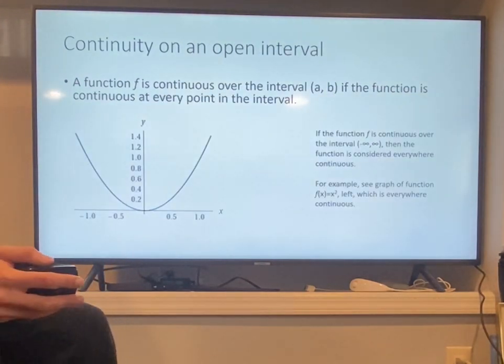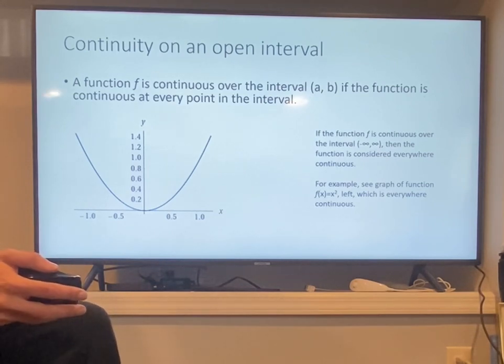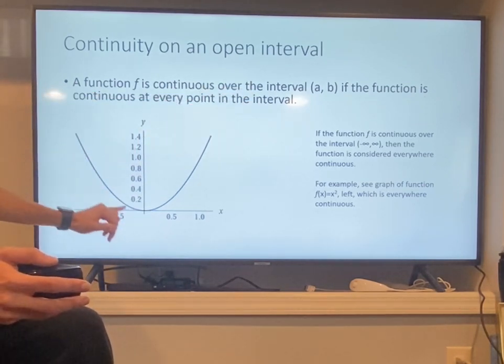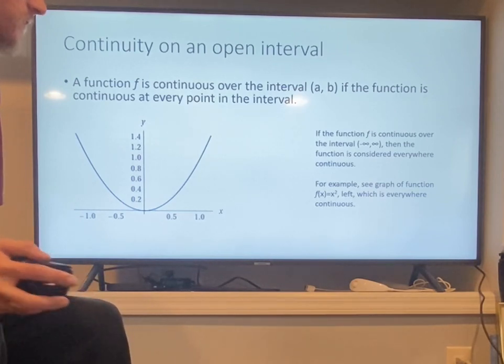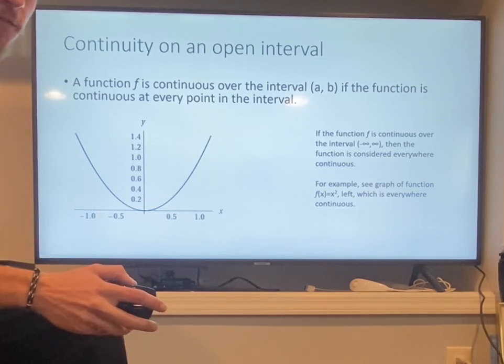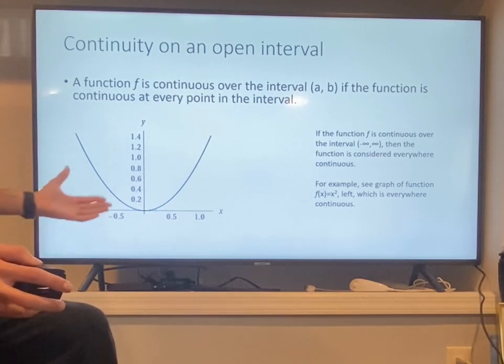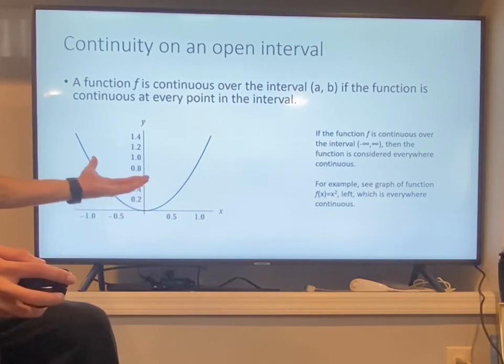Let's talk about an open interval. If a function f is continuous at every point in the open interval (a, b), then we know the function is continuous over that interval. If the function is continuous from negative infinity to positive infinity, then the function is considered everywhere continuous. For example, this function, f of x equals x squared, is everywhere continuous.